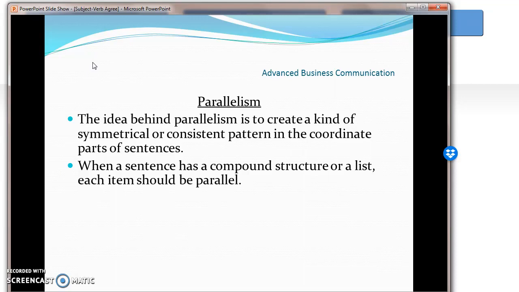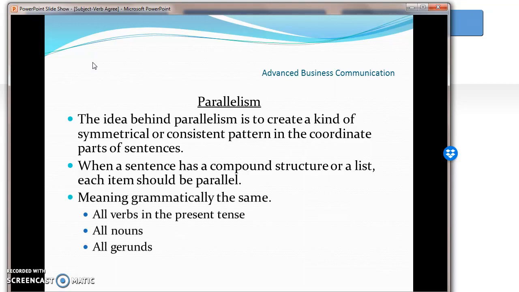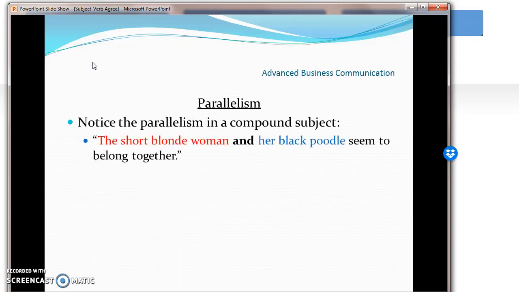And when a sentence has a compound structure or a list, each item in that should be parallel so it doesn't stick out. It's part of this coordinated piece of the sentence. And what we mean by parallel is grammatically the same, or grammatically equivalent. So if you have one verb in the present tense listed with several, they should all be in the present tense. If you've got a list, either have all nouns, have all gerunds, or whatever, but don't mix it up, is the idea. So notice the parallelism here with the compound subject.